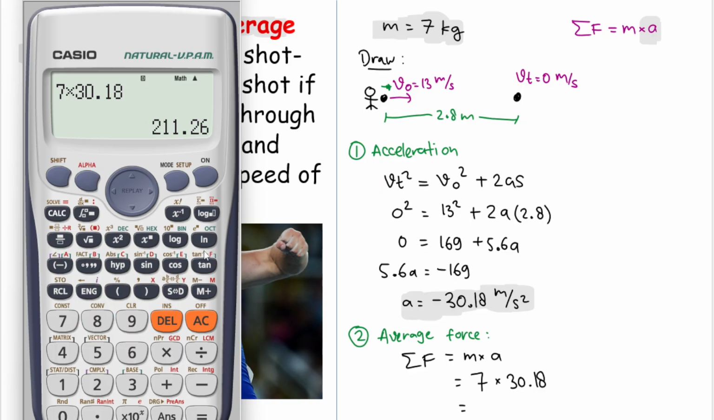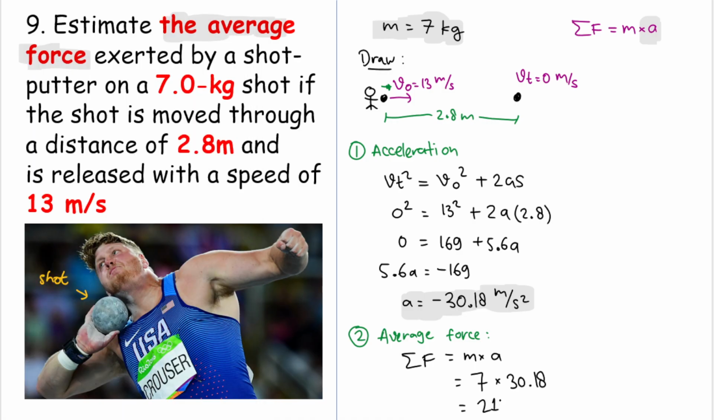And I will have 211.26, and the unit here will be Newtons. So that will be the average force exerted by this shot putter.